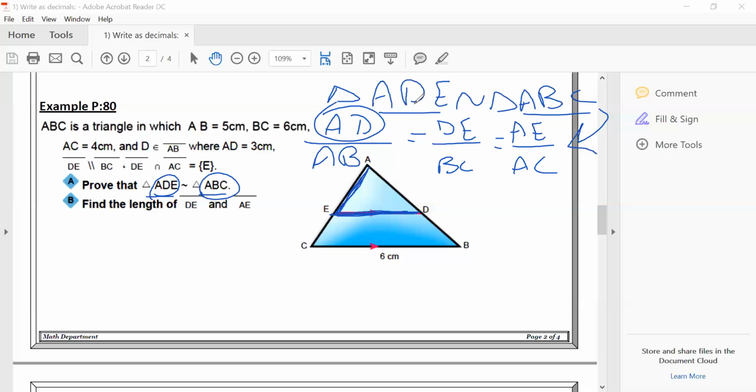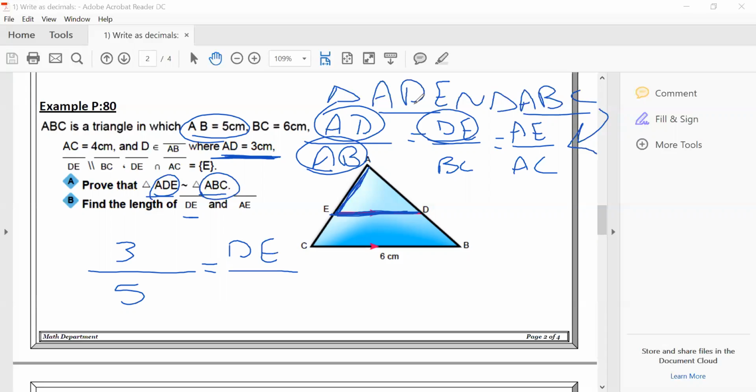AD, given. Where is AD? AD is given here, 3. AB, given, 5. Okay, equal to DE. No, DE, I want it. Over BC, where is BC? 6. AE, I want AE. And AC given, where is AC? 4.